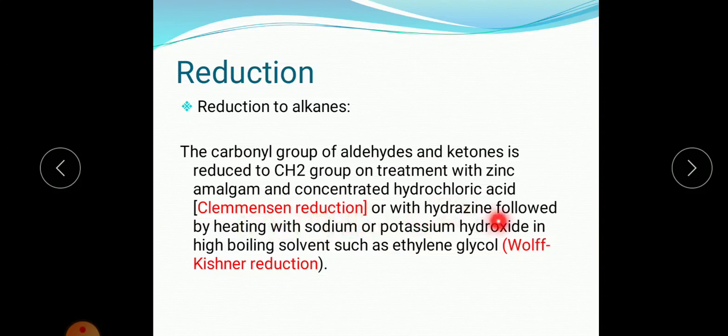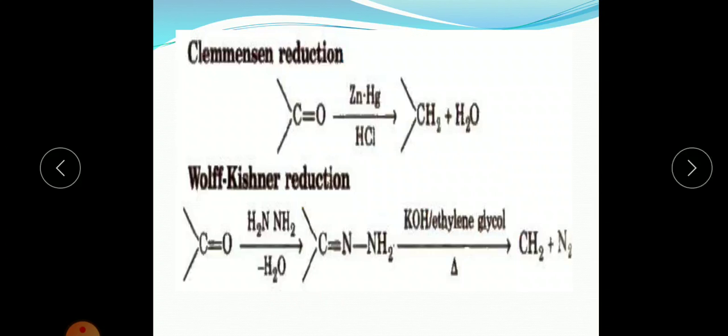Or with hydrazine followed by heating with sodium or potassium hydroxide in high boiling solvents such as ethylene glycol, it will form an alkane. This is known as Wolff Kishner reduction. So in Wolff Kishner reduction, what will happen? The aldehyde or ketone is treated with hydrazine, that is NH2NH2. After that, we heat it with sodium or potassium hydroxide in the presence of ethylene glycol to give you the product. We'll see the reaction for this.